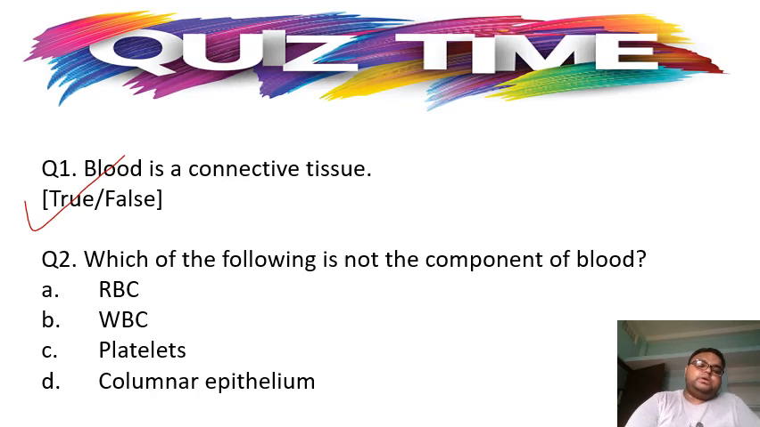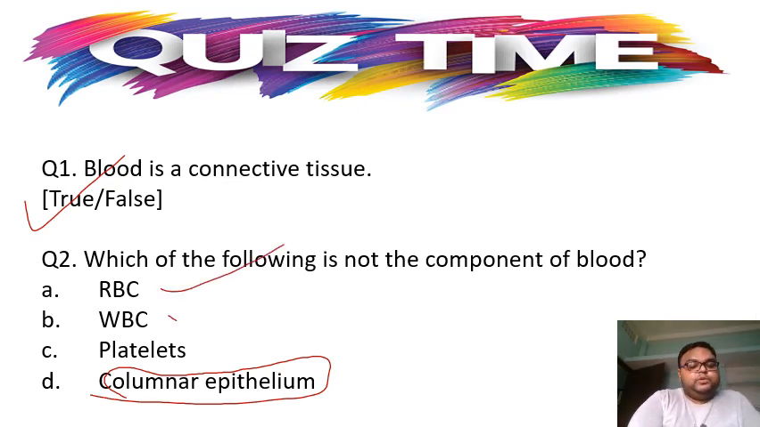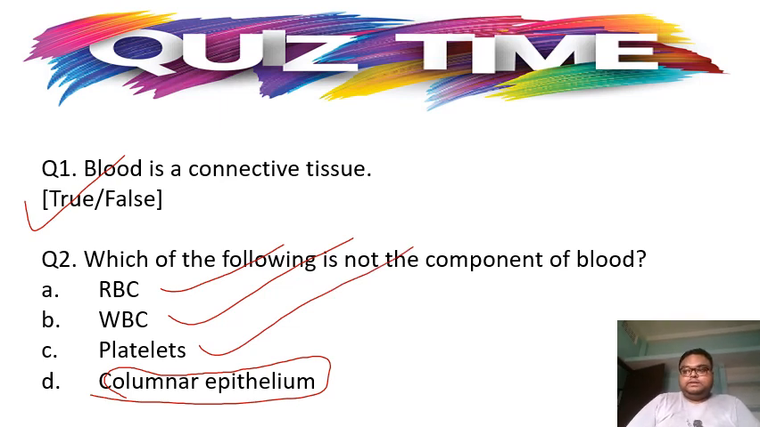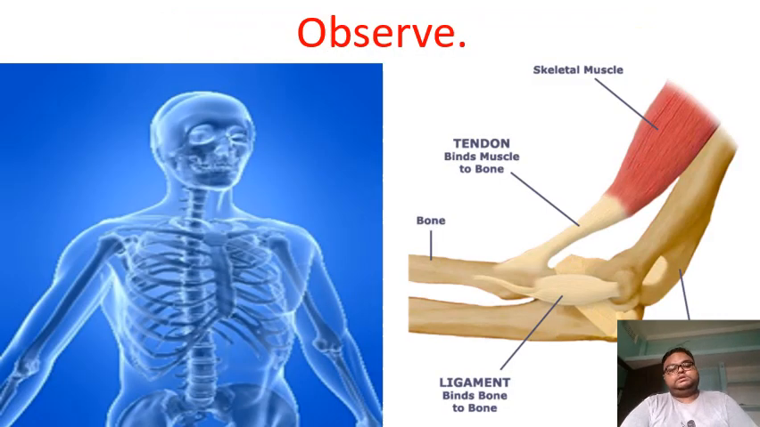Yes. So the columnar epithelium is not a component of blood, right? RBC is a component of blood, WBC is a component of blood, and platelet is a component of blood. Okay, students? Right. Very good. Now let's come to the next module.